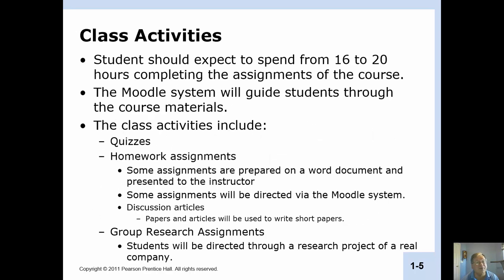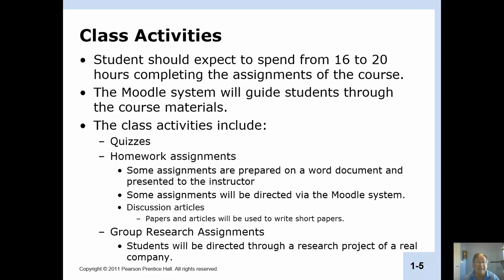There'll be several different types of class activities. You should expect to spend between 16 to 20 hours a week completing the assignments for this course. That includes the 4 hours that you're going to be with me, and that should include at least, I would think, 2 to 4 hours that you would spend working with your group. So again, that leaves you about 8 to 10 hours of individual preparation, and then 8 hours either in group and or in class.